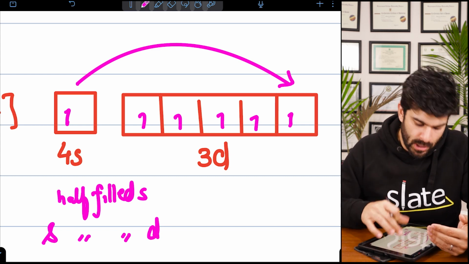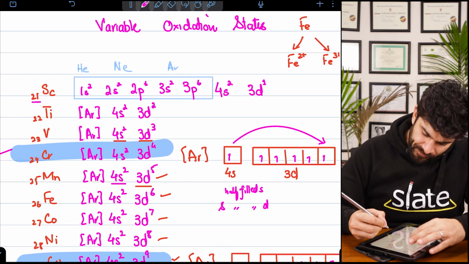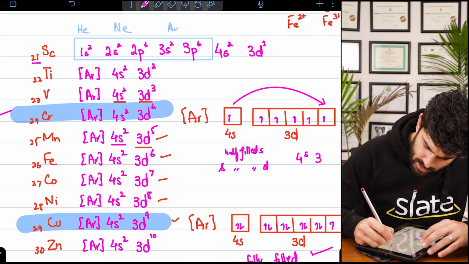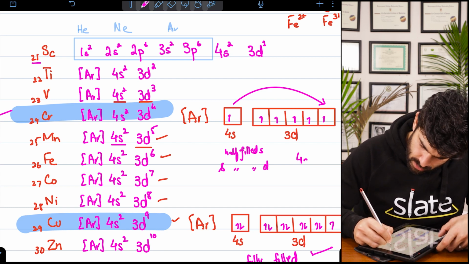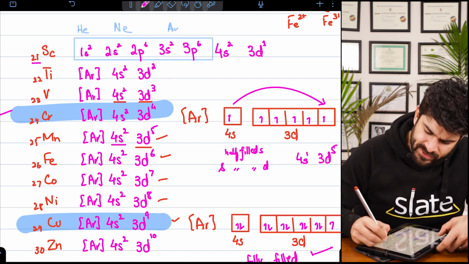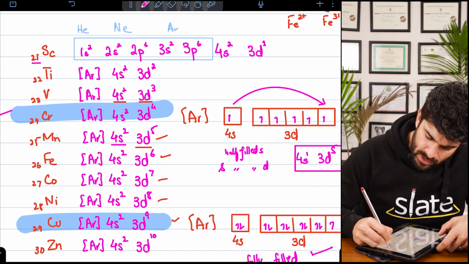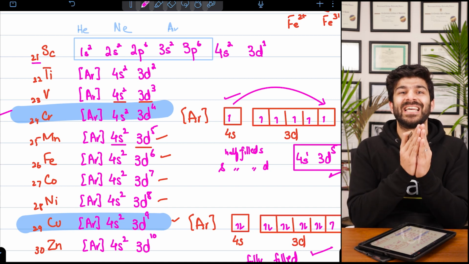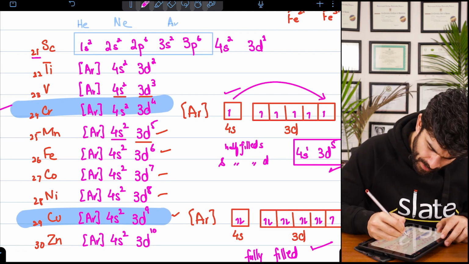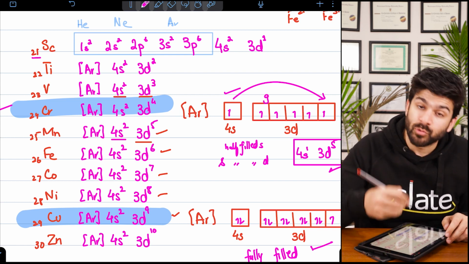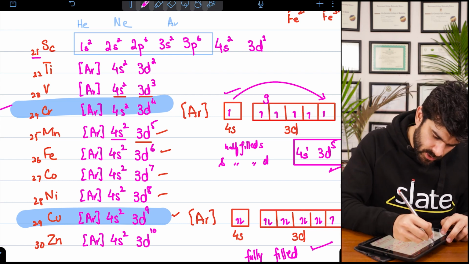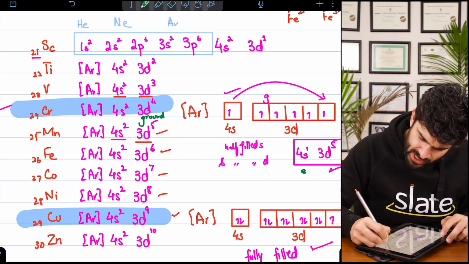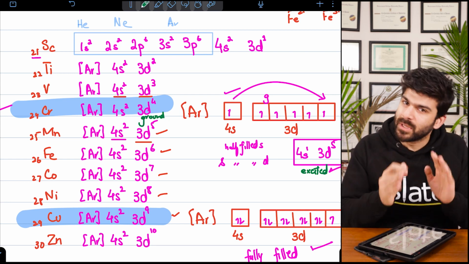That is stability. So chromium prefers to stay in 4s1 and 3d5 state. This is also stable. It can definitely exist in this state as well, but this is a better state. This is excited state. From AS, if you remember, this was ground state. This is ground state, and this is excited state. And it is more stable this way.